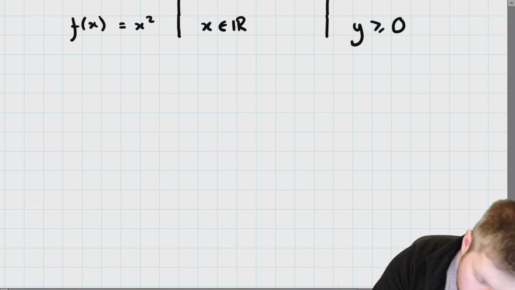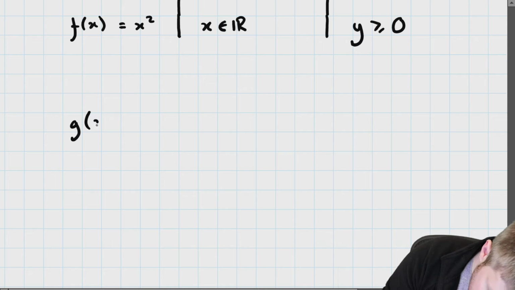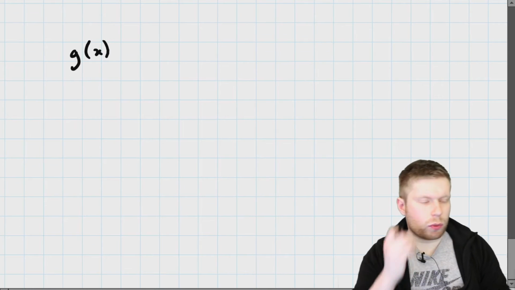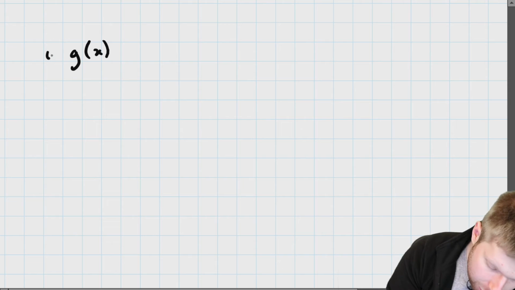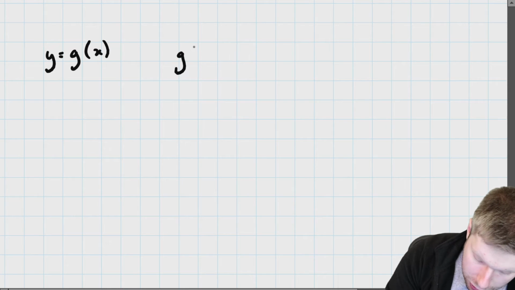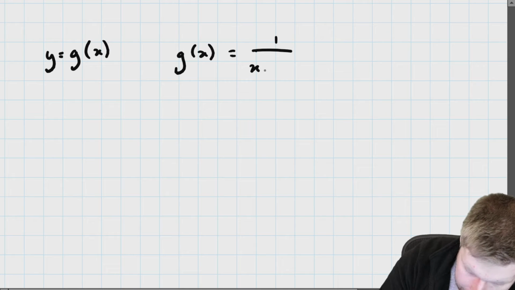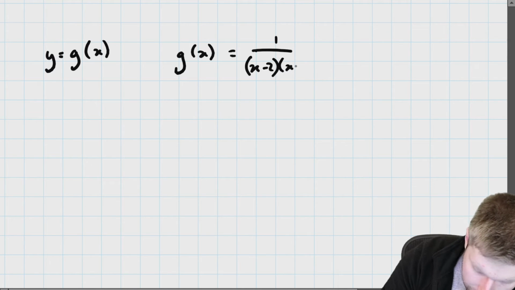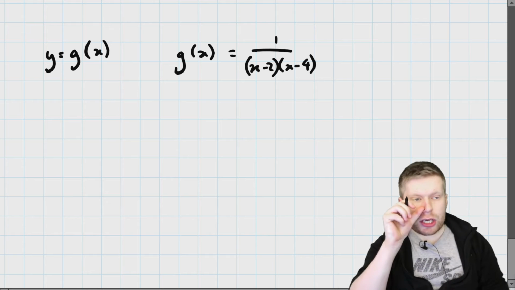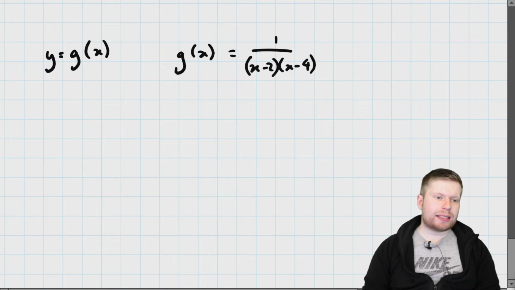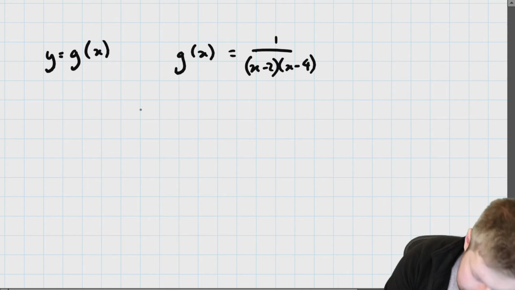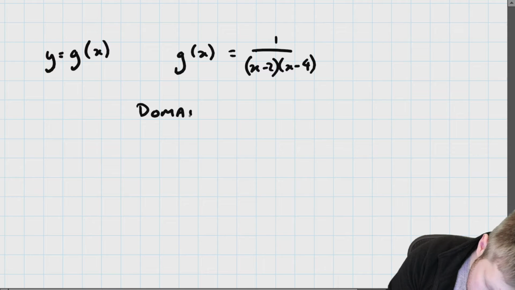So as an example, if I give you a function, I'm just going to give it a different name, just to not confuse it with the ones above, okay? So let's suppose I have y equals g of x, and let's suppose my function is something like 1 over x minus 2 times by x minus 4, okay? Well, the question is, can I put any value of x in which I like? So let's figure out what the domain is in this case, okay?